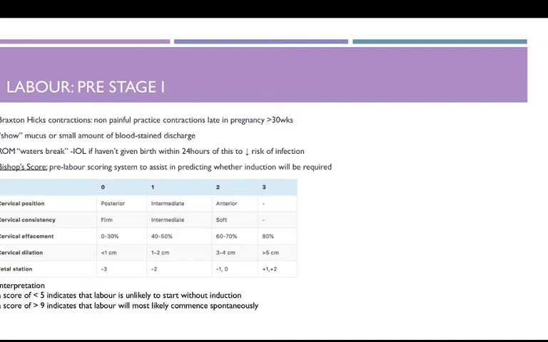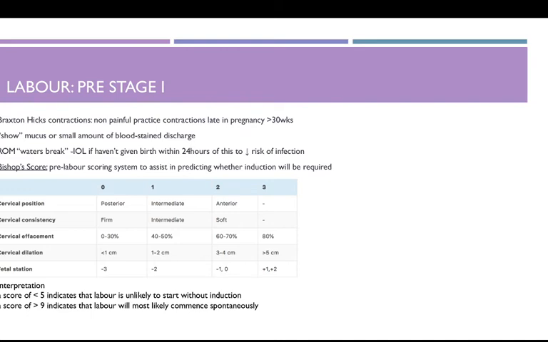If you don't, you can get an induction of labour. So you might get rupture of membranes beforehand. If your water breaks, but then you don't get an onset of labour, then you might need to be induced if labour hasn't started within 24 hours, and the reason for this is to reduce the risk of infection.